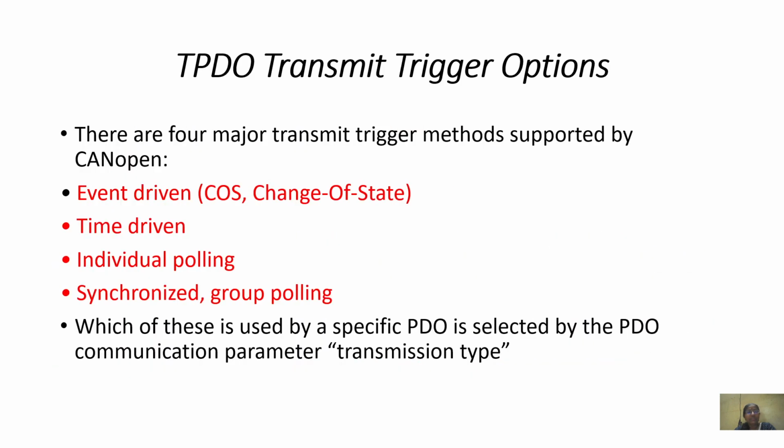TPDO transmit trigger options. There are four trigger options: event driven, time driven, individual polling, and synchronized or group polling. In event driven, if there is any change of state, the TPDO transmission will be triggered. In time driven, at every particular time period, the transmission will be triggered. In individual polling, nodes will be individually polled, and if there is a need for transmission, it will be triggered. In synchronized polling, it will be triggered in a synchronized manner.